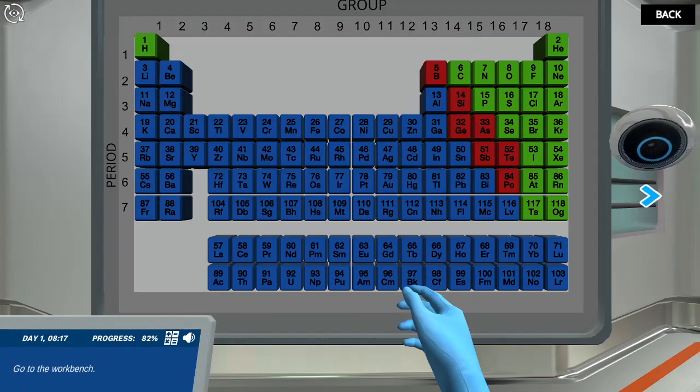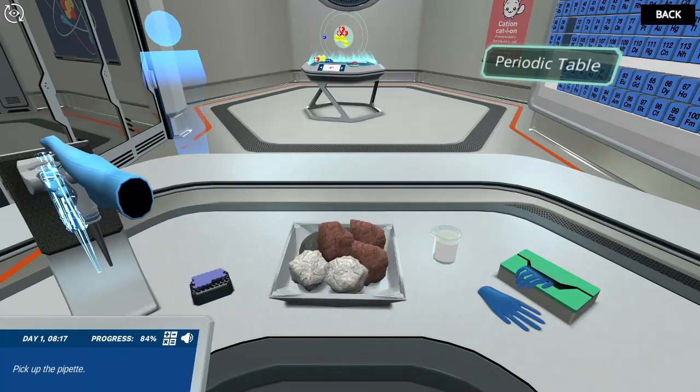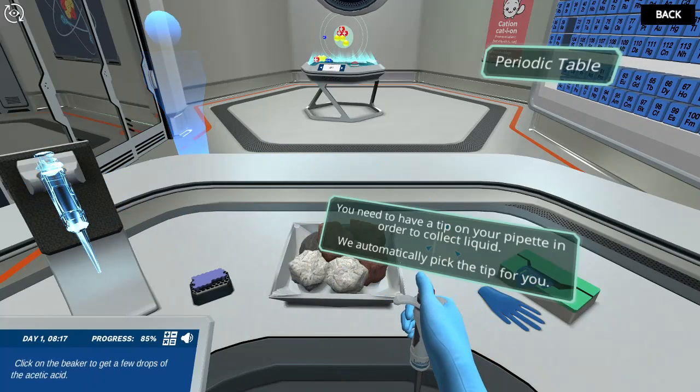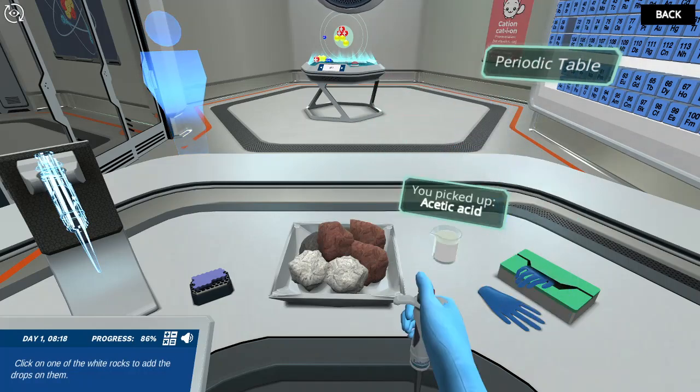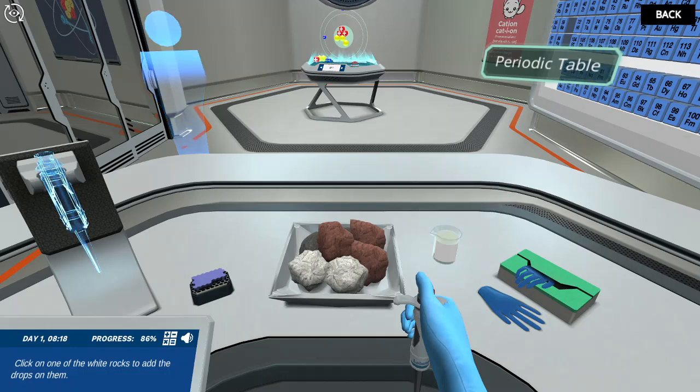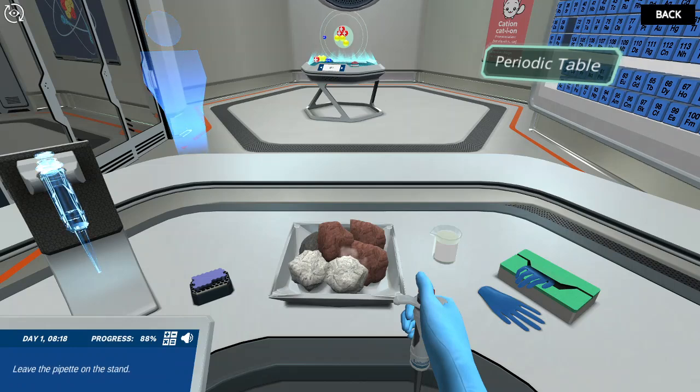Go to the workbench. Pick up the pipette. Click on the beaker to get a few drops of the acetic acid. Click on one of the white rocks to add the drops on them. Leave the pipette on the stand.